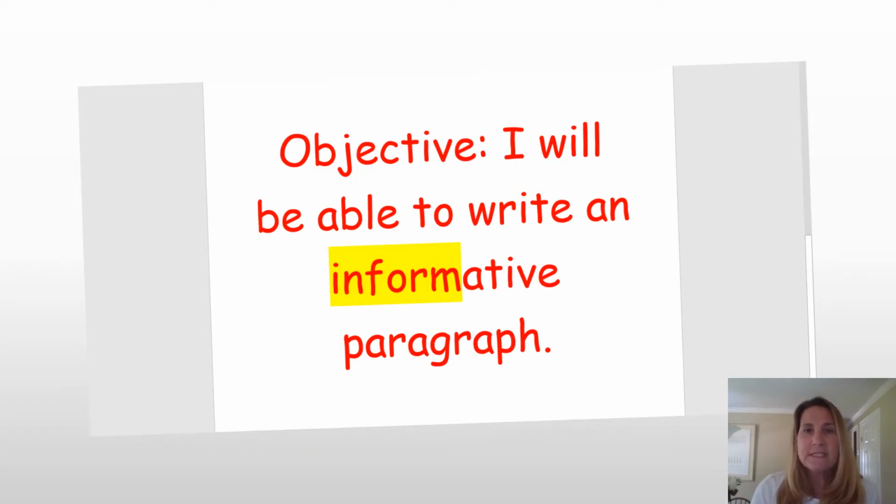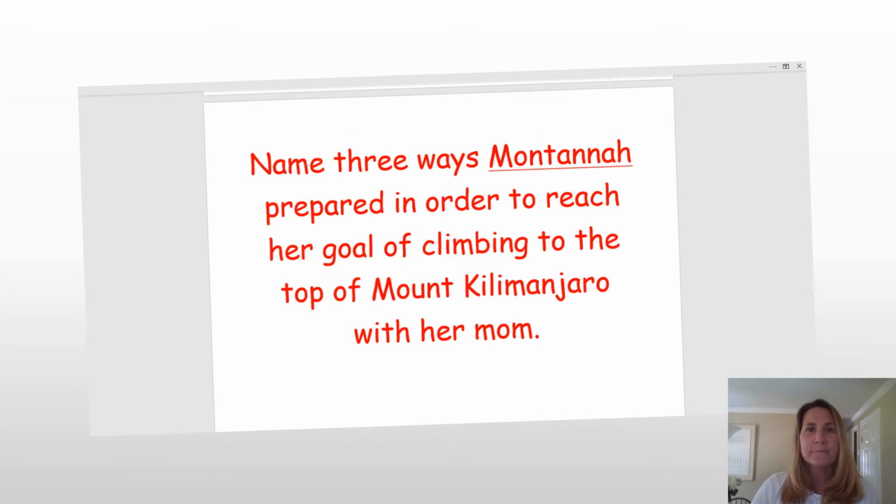Our objective this week, I will be able to write an informative paragraph. Informative, you're going to give information. The question, well, it's not really a question. Your assignment is name three ways Montana, that's the girl's name, prepared in order to reach her goal of climbing to the top of Mount Kilimanjaro with her mom.